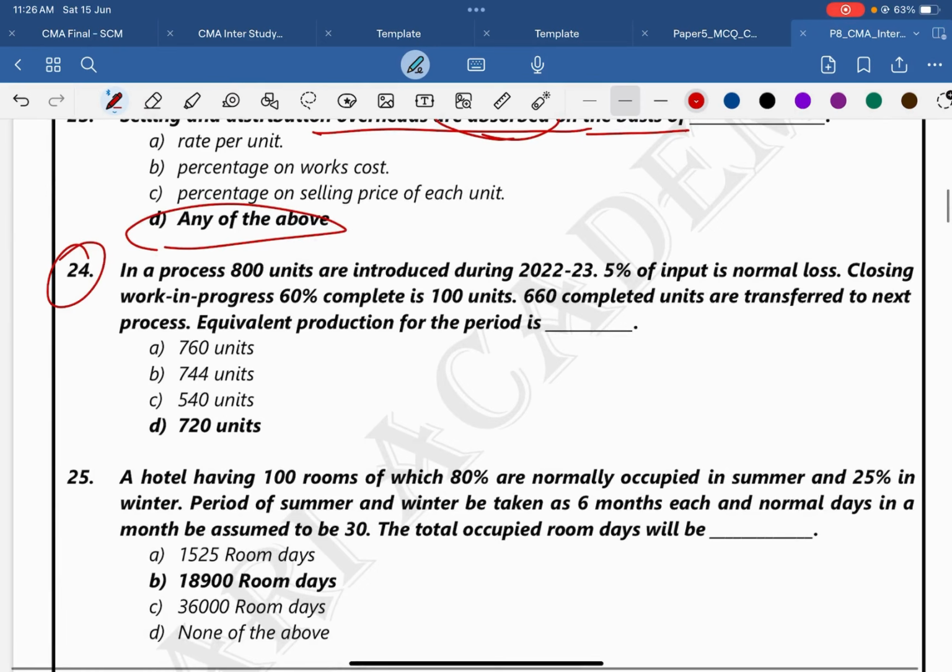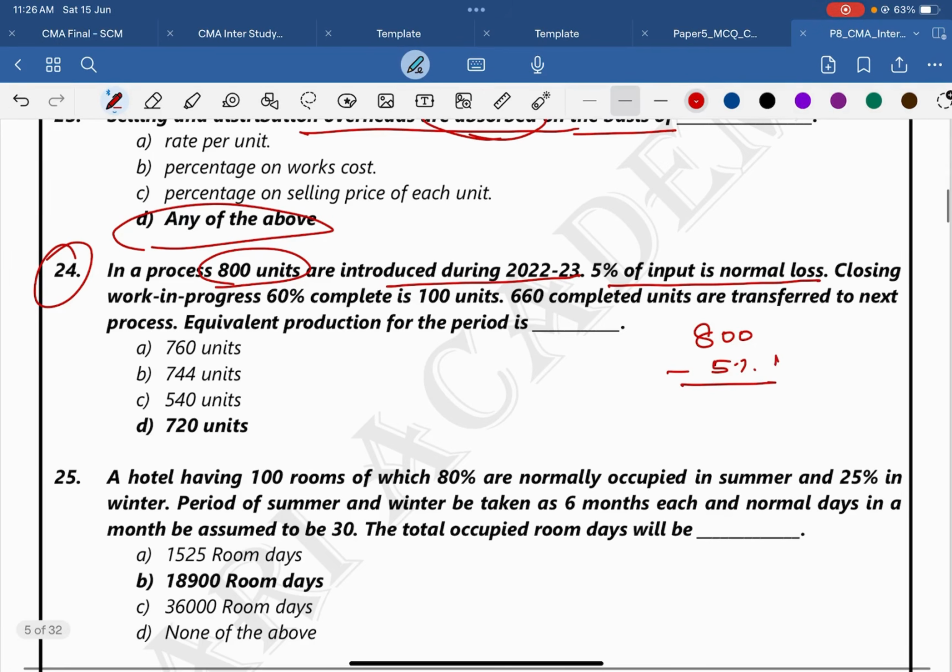Next, 24. In the process, 800 units are introduced during 22-23, and 5% of inputs is a normal loss. So from 800 units, 5% is a normal loss. 5% of 800 will become 40. If you subtract 40, it will become 760. Closing work in progress is 60% complete of 100 units, so it will become 60. So 660 units are transferred to the next process.